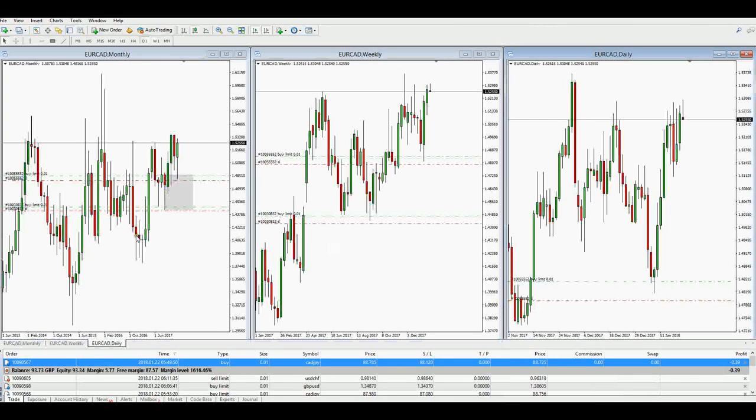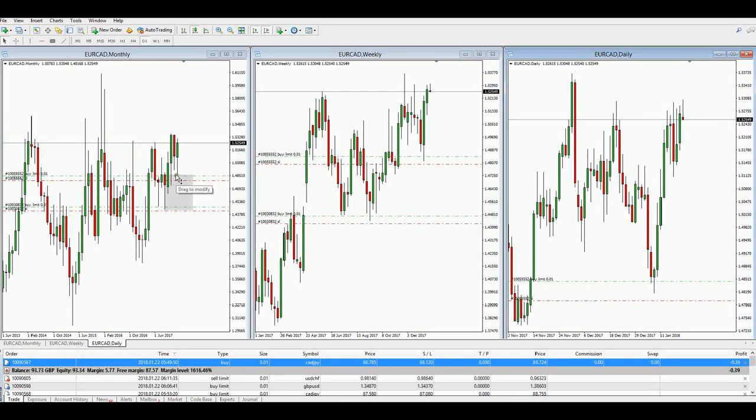Euro CAD, uptrend on the monthly. Well, it's not. It was range bound just in this area. We've not really had any close above this high, but we have here. So as soon as this closed, this becomes a demand level. It is now an uptrend. This was the official point here that told me I can look for longs.